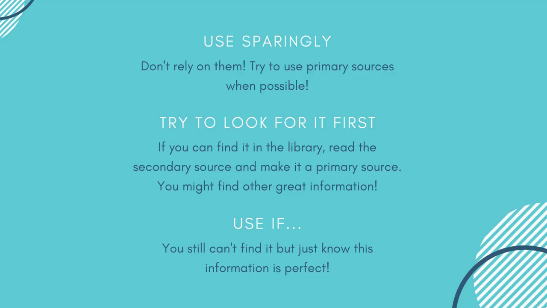Extra tips. Secondary citations should be used sparingly. It's always better to rely on primary sources. If you find a secondary source you'd like to use, try to search for it first in the library and read it directly. You might find even more useful information for what you're writing about.